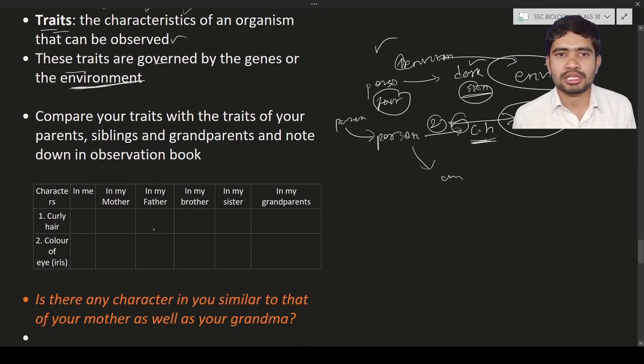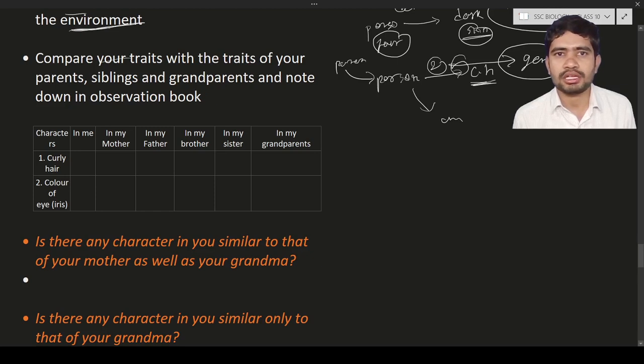And here there is another activity. In this activity, compare your traits with the traits of your family: your parents, siblings, grandparents, and so on. Let us consider eyes, nose, skin, hair. These are all traits that can be observed among your family members. Your eyes may look similar to your sister, your brother, or your parents, like mother or father, or your grandparents. Next, nose. Your nose may be similar to your brother's nose, or your father's nose, or your grandparents' nose.